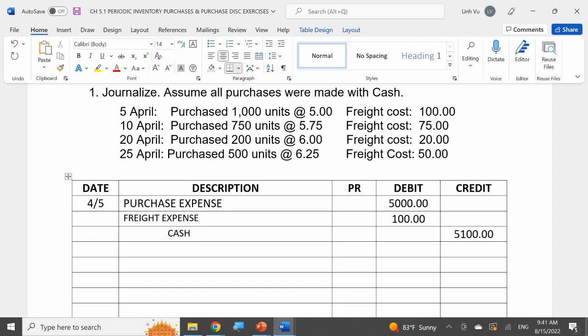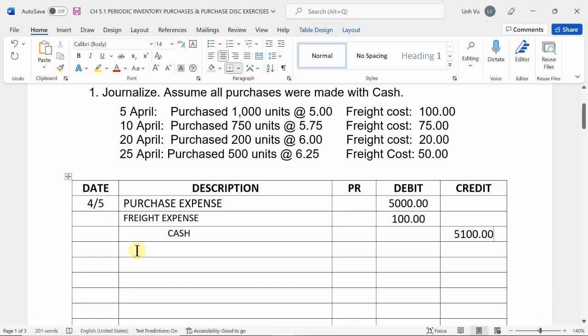So again, in this case, you wouldn't have $5,000 in cash. You would normally write a check, but in this case, I just want to get the concept down. So to finish off, I'm going to also write a description. I'm going to say that I purchased 1,000 units at $5 each. Okay?